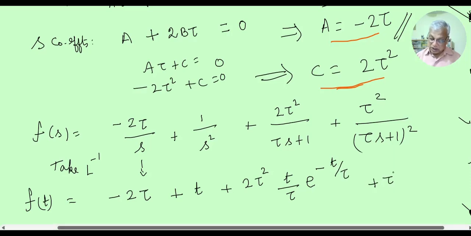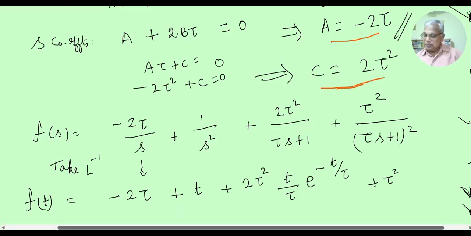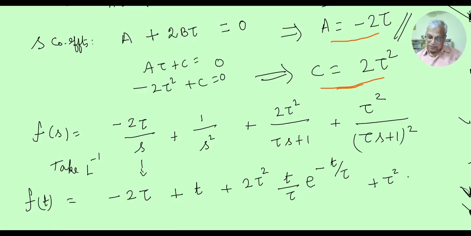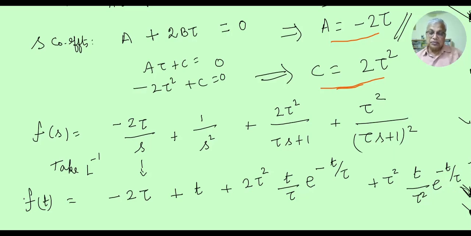And the inverse of the last term, tau square divided by tau S plus 1 whole square. The inverse of 1 by tau S plus 1 whole square we found in the previous parts. You may refer to the previous lecture. Part 16, I think. 1 by tau S plus 1 whole square inverse is t by tau square into e power minus t by tau. So I have written the inverse Laplace of every term. First term is minus 2 tau. Second term t. Third term 2 tau square into t by tau, e power minus t by tau. And the fourth term is tau square into t by tau square, e power minus t by tau.